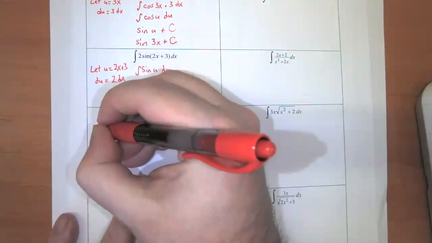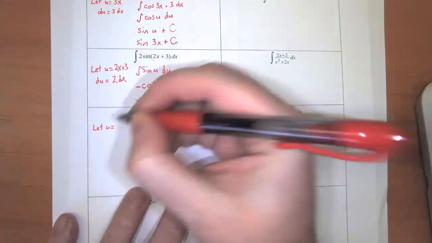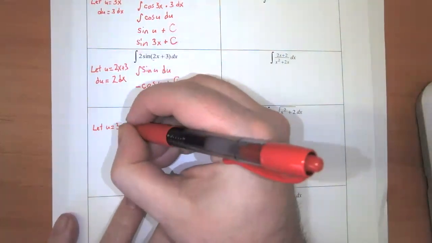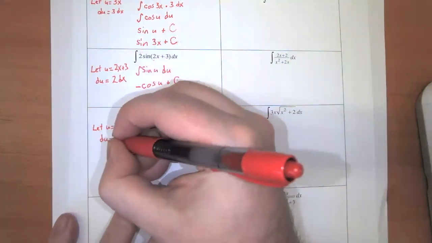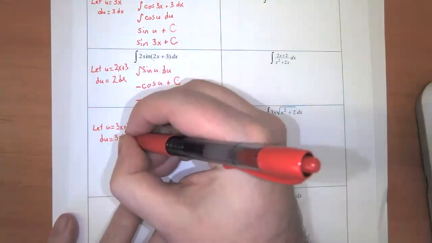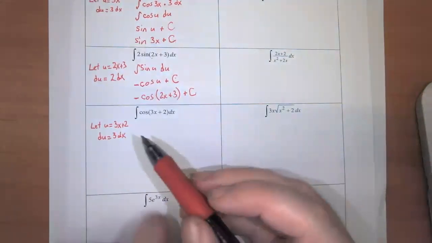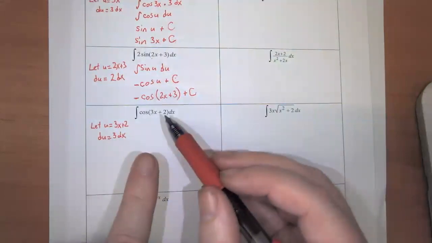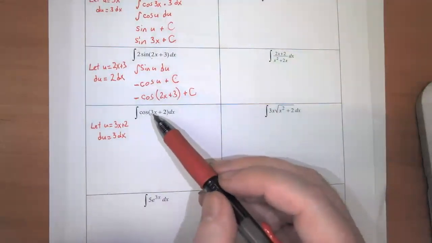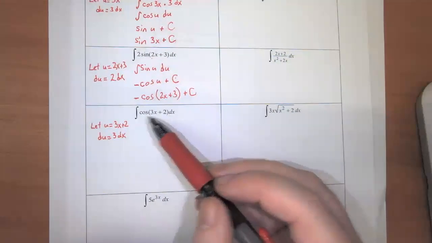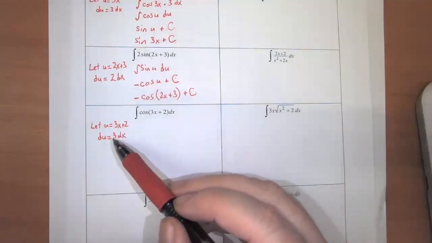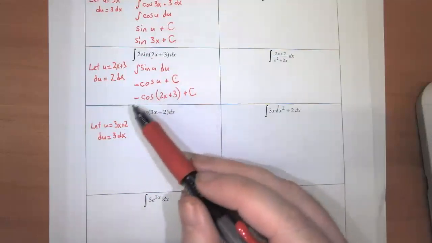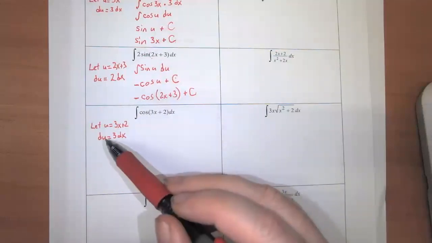So we're going to start the way we have been starting. I want to let u equal 3x plus 2. And then from there, du is just going to equal 3 dx. Now what happens when I substitute this in? So cosine of 3x plus 2 is going to be cosine of u, so that looks nice. But I don't have a 3 dx over here to replace with a du.